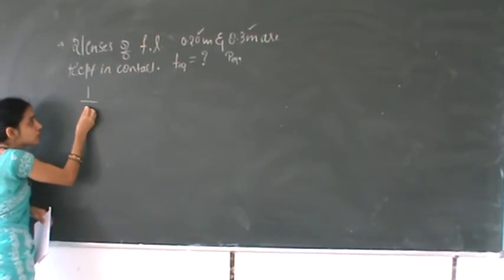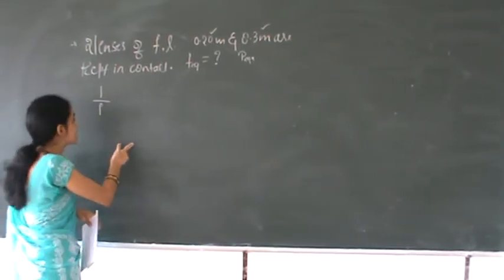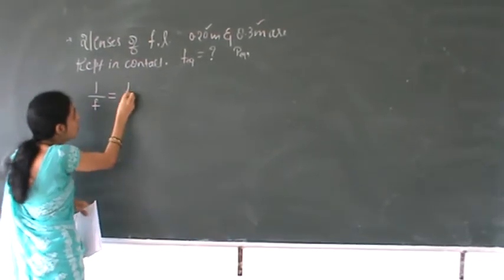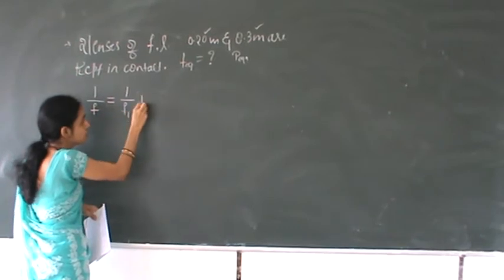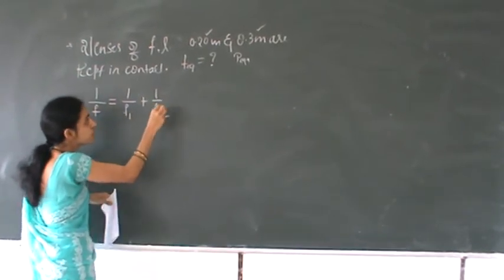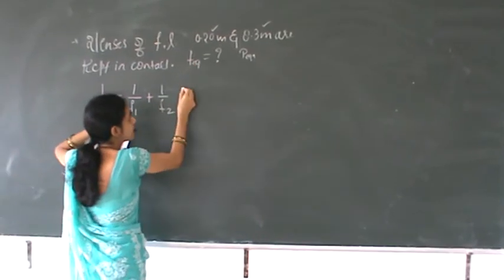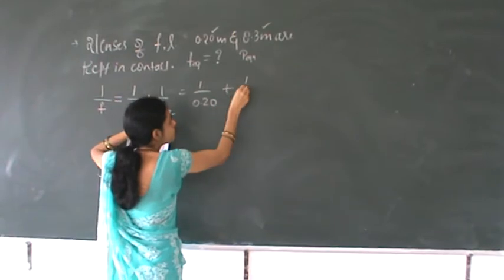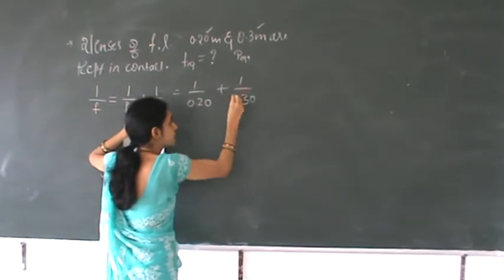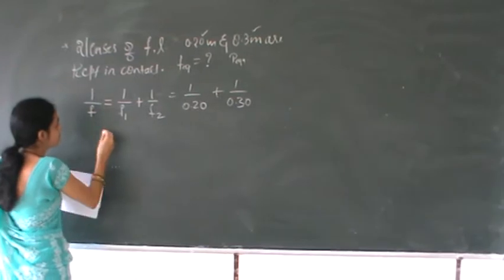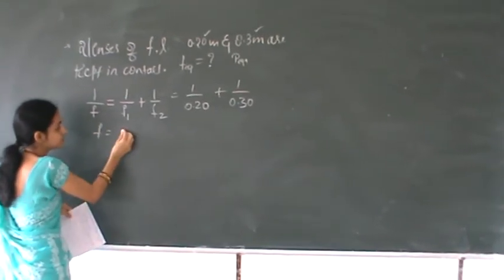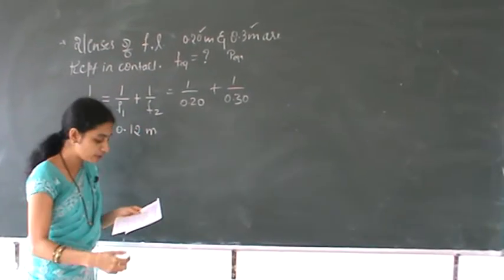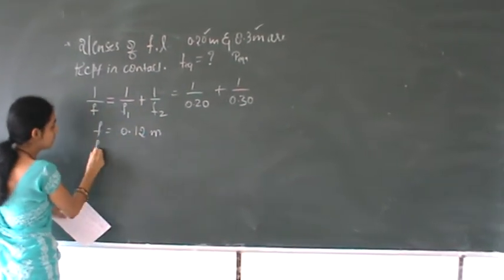We know that when two lenses are in contact, 1/f is equal to 1/f1 plus 1/f2. So f1 I will take as 0.20, f2 as 0.30. If I simplify, directly I will get 0.12 meter.